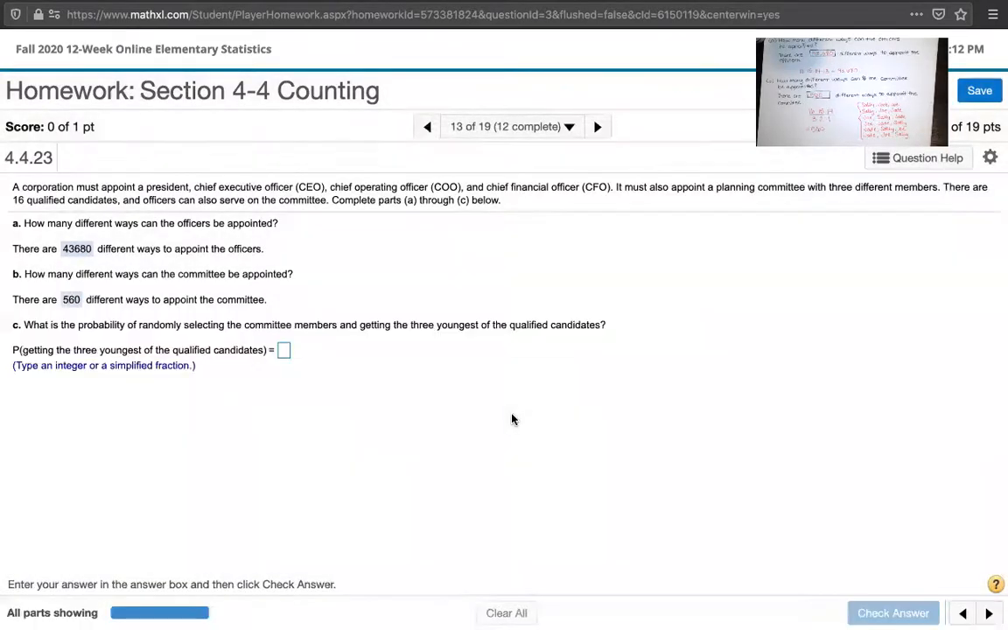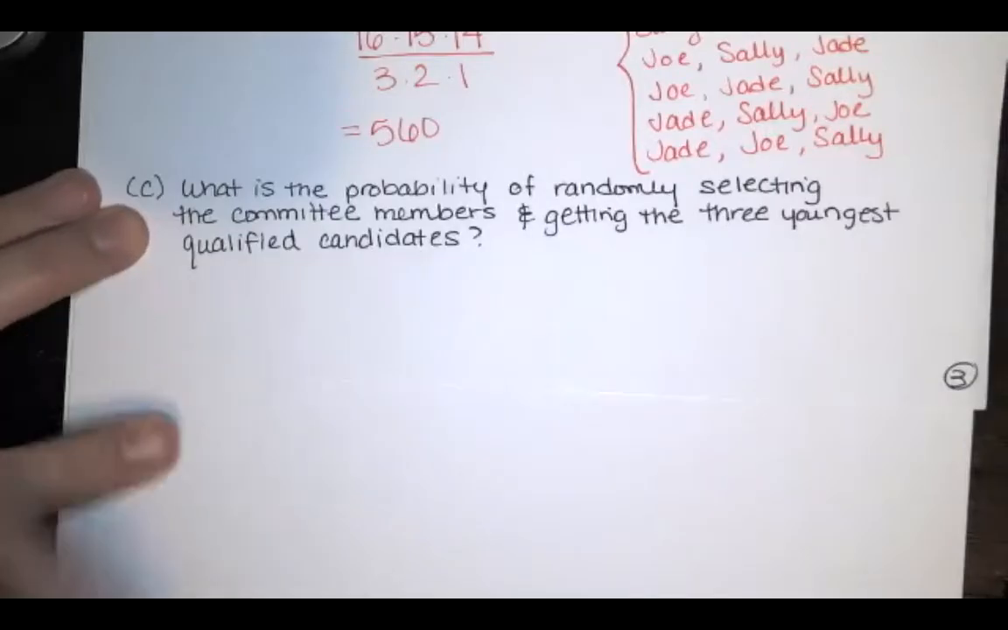Okay? And then lastly, it says, what's the probability of randomly selecting the committee members and then getting the 3 youngest of the qualified candidates? Okay. So let's write that question down. Okay, I'm going to stop sharing my screen with you now. I mean, share my paper with you now.